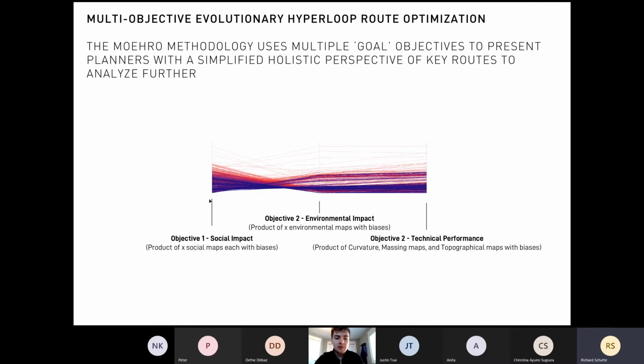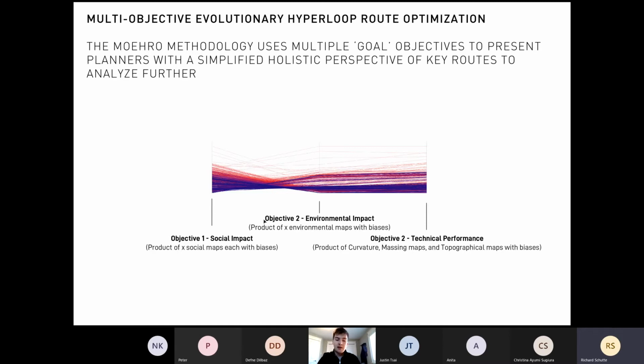You can see on the left here, this is the projected social impact, or the product of X number of social maps, each with their specific biases. These social maps can be anything from a Hyperloop route traveling through a small town, traveling over different protected land. And this environmental impact would be a product of the environmental maps. So what is the effect of different routes on the environment? Is it traveling through conserved land? Is it traveling over farmland? Is it traveling over many rivers?